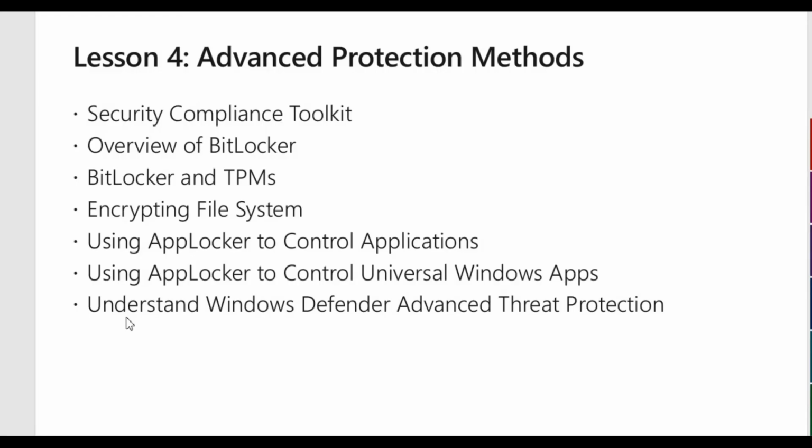Advanced protection methods. This section is going to look at advanced protection methods: Security Compliance Toolkit, overview of BitLocker and TPMs, encrypting file systems, using AppLocker to control applications, using AppLocker to control universal Windows apps, and understanding Windows Defender Advanced Threat Protection. So these topics we're going to look at now.